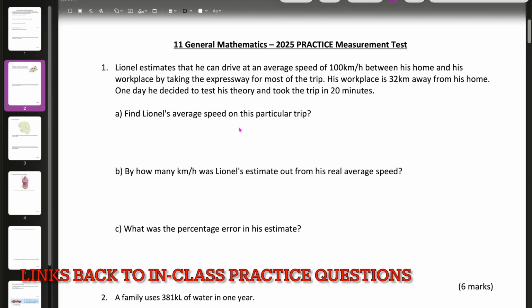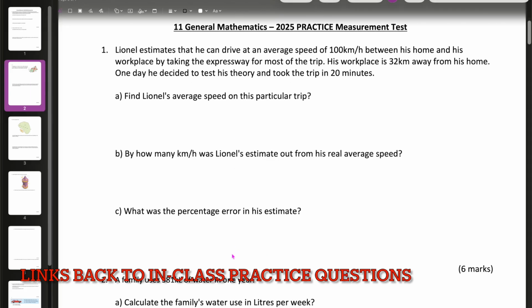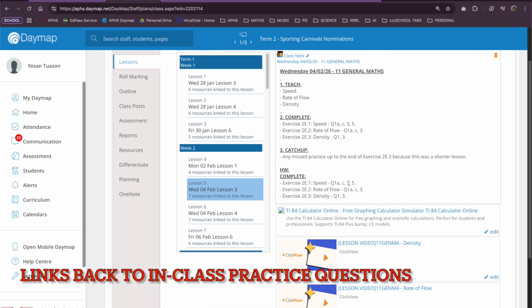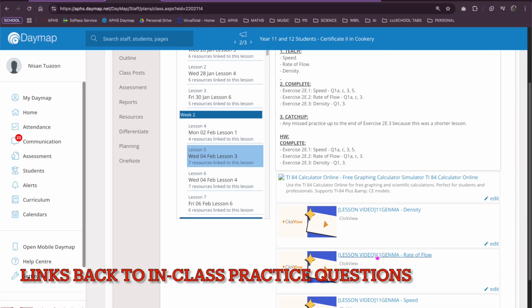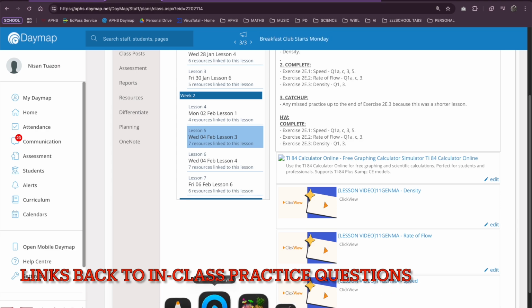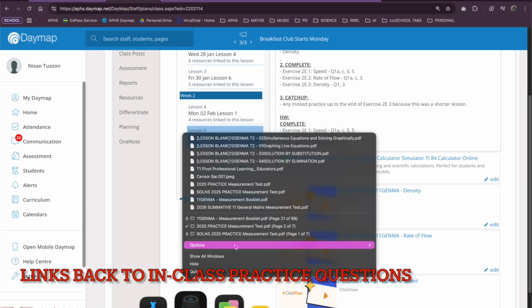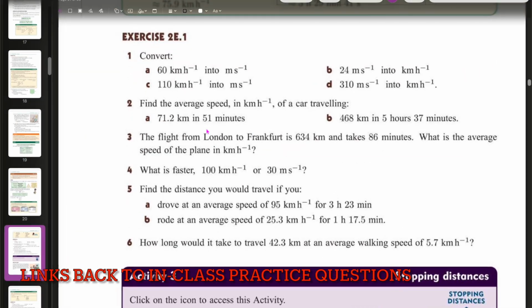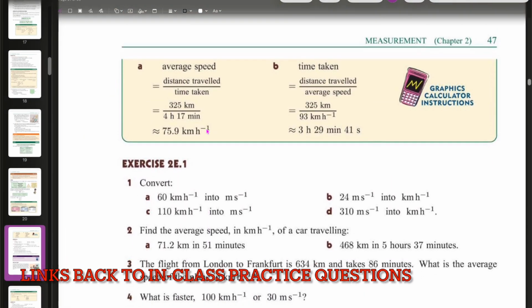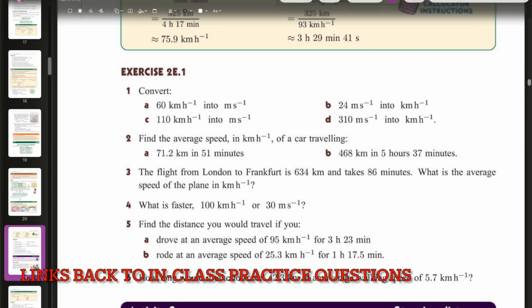You can also link the questions in the practice test to what you are asked to do in your exercises in the in-class teaching. So you can see in the lessons, you were asked to complete 2E.1 about speed after being taught about speed, and there's a lesson video recording about speed. And then you can see in the exercises in the measurement booklet you were asked to complete, there were questions exactly like that about speed.